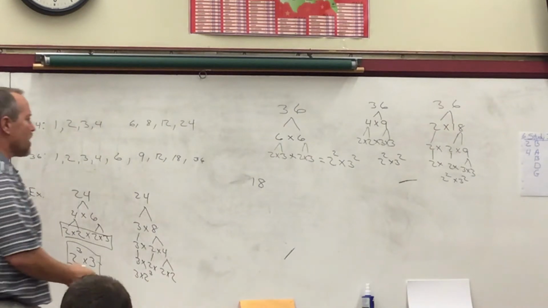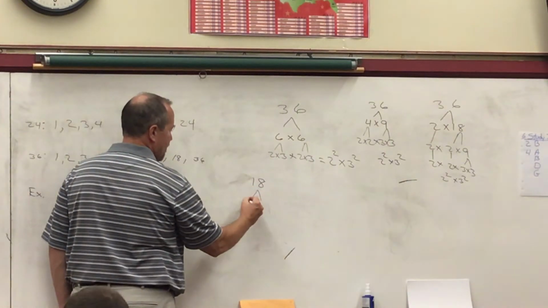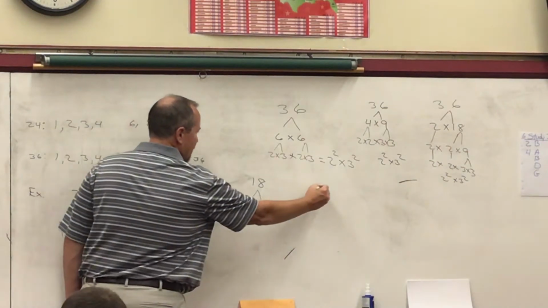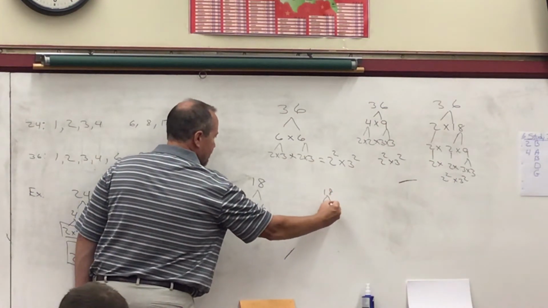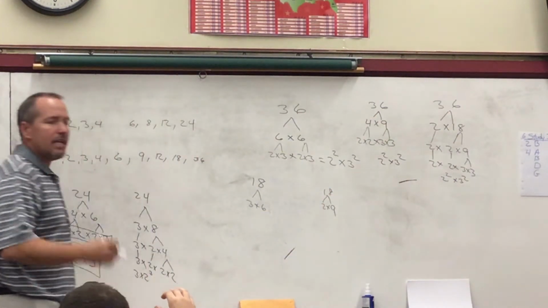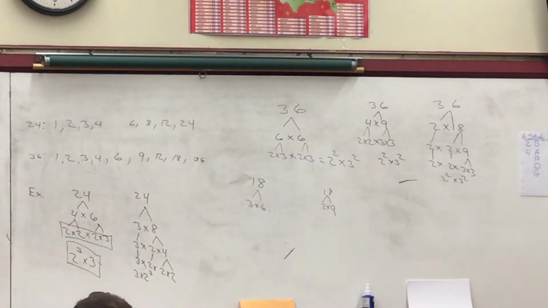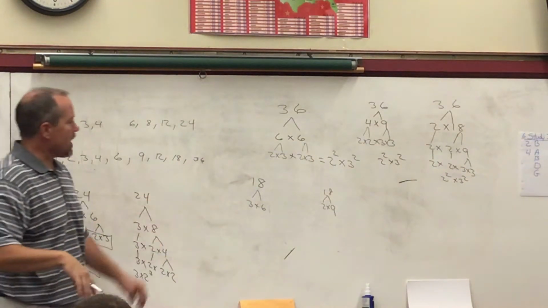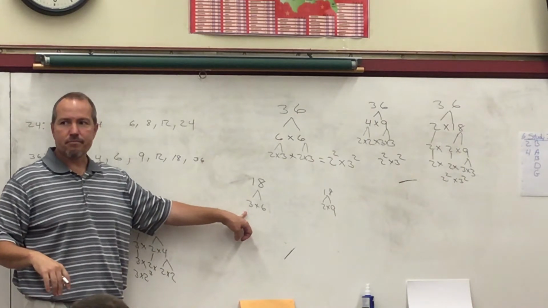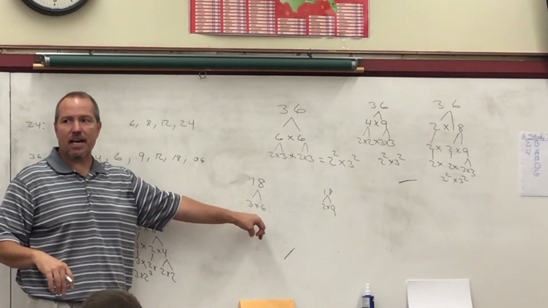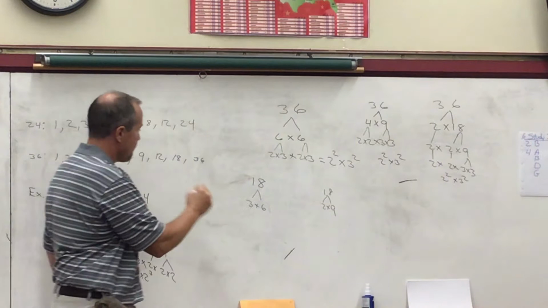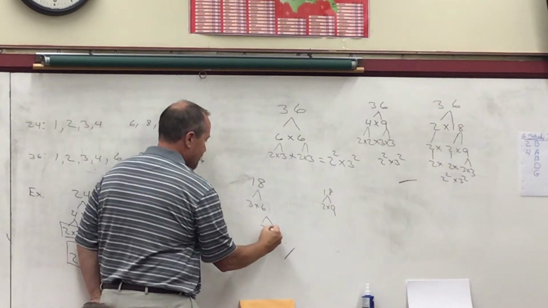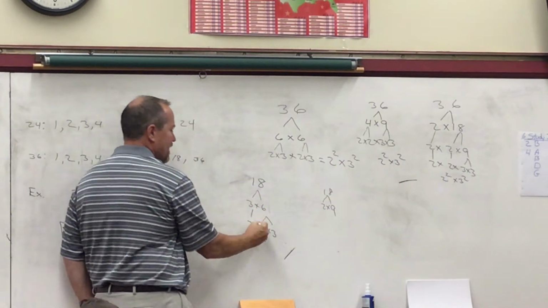Okay, so I see 2 different ways we can break the 18 down. I saw some that had 3 times 6, and I saw others that had 2 times 9. Either way is fine. Now, if you did the 3 times the 6, can we break the 3 down? No. Can we break the 6 down? Yes, 6 breaks into 2 times 3. And then we need to make sure we bring that 3 down.